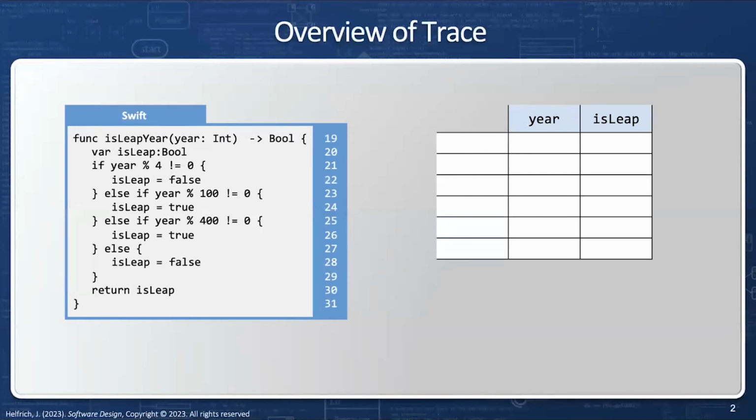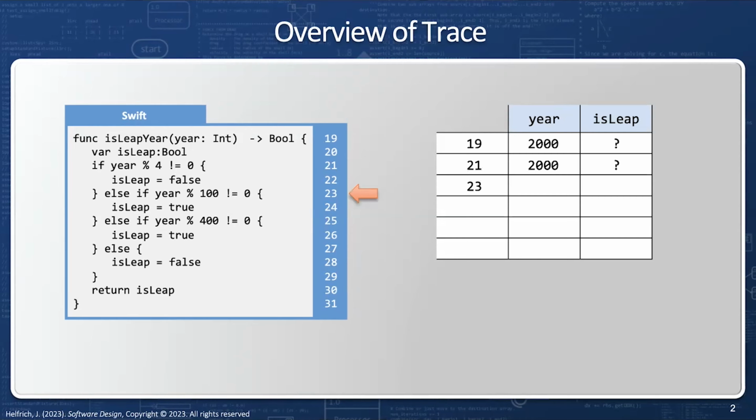Now we're going to start by listing the variable names on the column headers. And there's two variables, year and is leap. Execution starts at line number 19. And at line number 19, we have our test case, which is the year 2000, and is leap is not yet defined. Then at line 21, my year remains unchanged. Now notice year mod 4 does equal 0, so we do not go into line 22. Instead, we go into line 23.